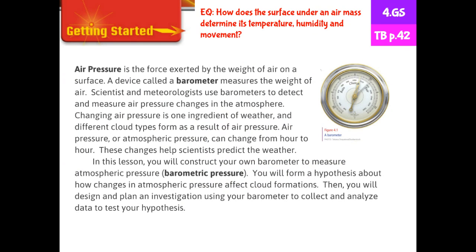So for our getting started, the introduction sounds like this. Air pressure is the force exerted by the weight of air on a surface. A device called a barometer measures the weight of air. Scientists and meteorologists use barometers to detect and measure air pressure changes in the atmosphere. Changing air pressure is one ingredient of weather, and different cloud types form as a result of air pressure. Air pressure, or atmospheric pressure, can change from hour to hour. These changes help scientists predict the weather.